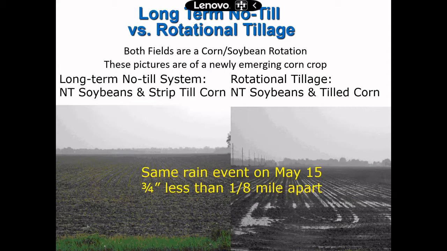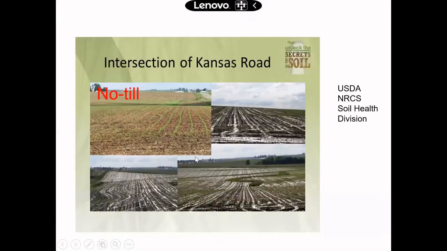Don Rogowski has commented that every time you till your soil, you lose about 80% of the benefits. If you compare that to a long-term no-till system, where we have long-term no-till soybeans, and in this case strip-till corn, you can see that we don't have any standing water. Same rainfall event, less standing water.